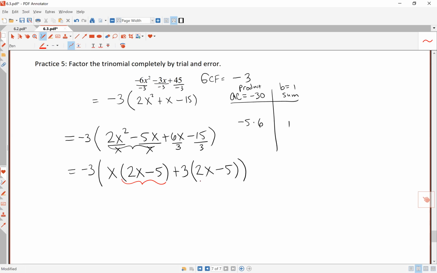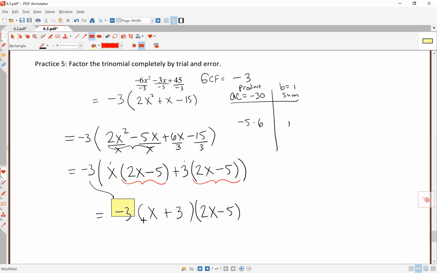Common binomial of 2x minus 5. We factor that off to the right-hand side, and that's going to leave me with x plus 3. And we can't forget about the original greatest common factor of negative 3, giving us negative 3 times x plus 3 times 2x minus 5.